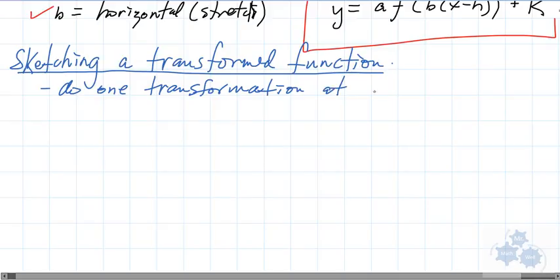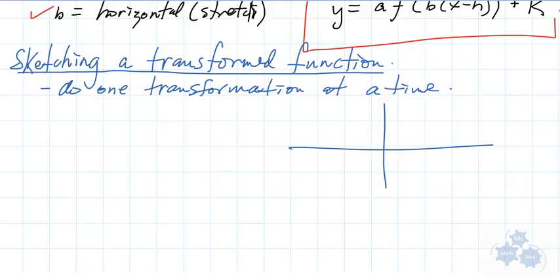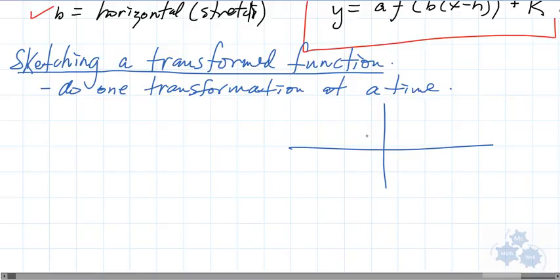Okay, one transformation at a time. What we're going to do is take our mother function, let's say it's a parabola or something like this. You're going to take the first parameter and apply that. And I'm going to tell you about the order in which you should do that.